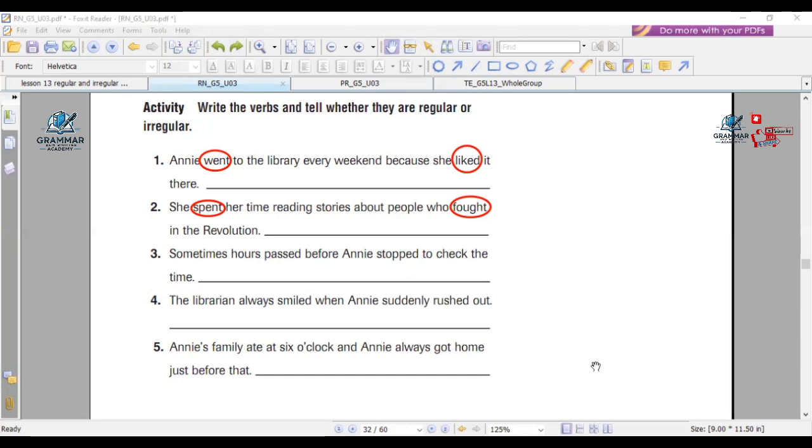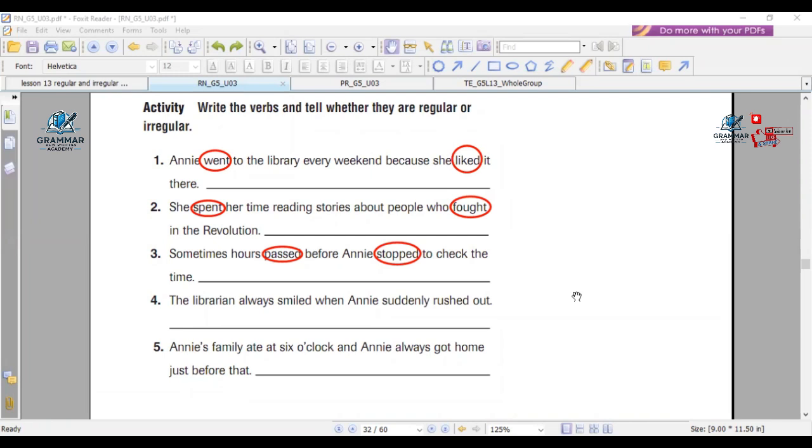Moving to another one. This will be Mustafa, number 3. Sometimes an hour passed before I stopped to check the time. First, passed is a regular verb, and stop also is a regular verb. Both are regular verbs. Thank you so much, Mustafa, because both have ed at the end of them.